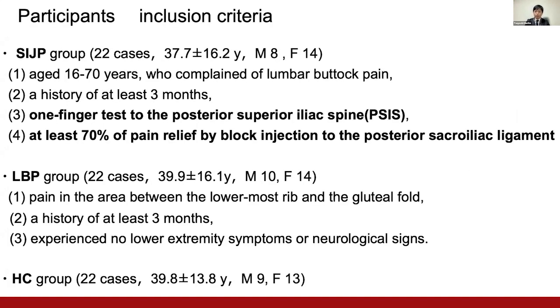The SIJP group has 22 cases as shown here, and they were defined as having pain around the PSIS and at least 70% pain relief by block injection to the posterior sacroiliac ligament. The LBP group has 22 cases who have low back pain other than SIJP. The healthy control group has 22 age and gender matched healthy individuals.